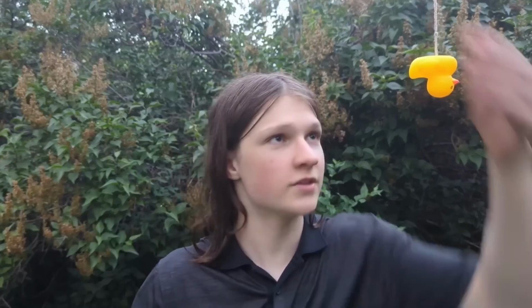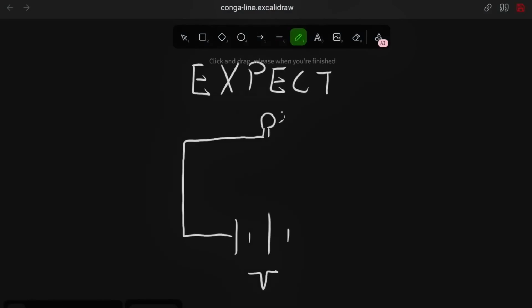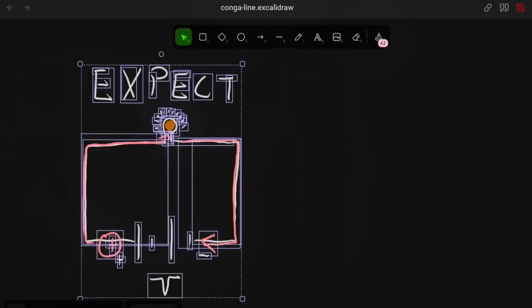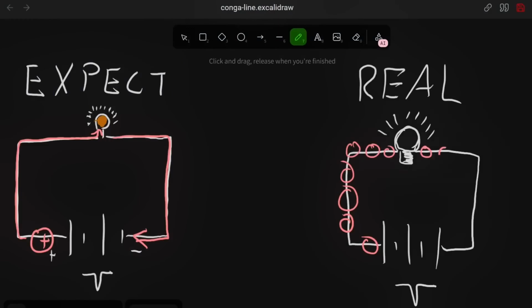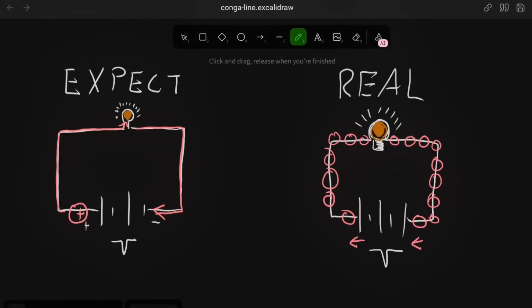I mean, if I turn on a light switch, it's almost instant. Well, that's because you don't have to send a charge through the whole circuit in order to get it going. Instead, it's like a big old conga line, where one charge goes in and one charge goes out. And that process happens almost instantly, which means that the circuit can start and stop almost instantly.